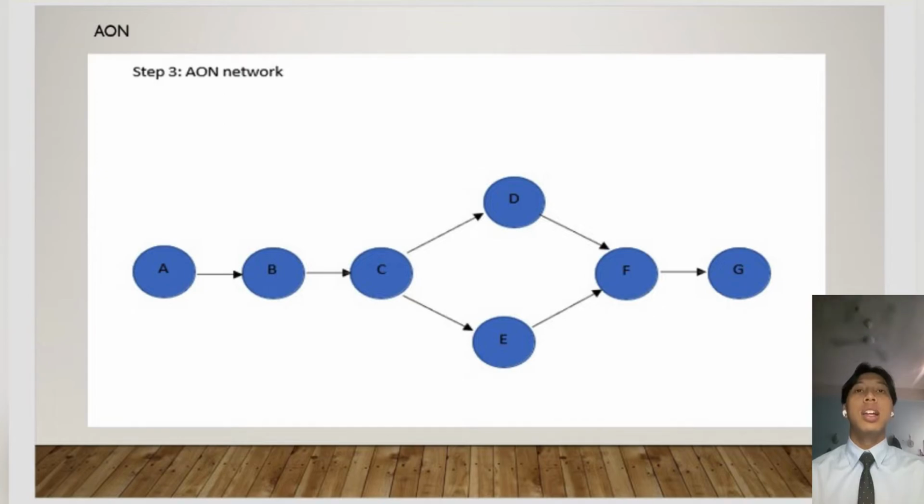Next is the AOA network. The AOA network is similar to the AON network, but AOA means activity on arrow. So the activity is stated under the arrow, and we still use the alphabet A, B, C, D until G to make sure that the flow is correct, and our worker will know how to make it.